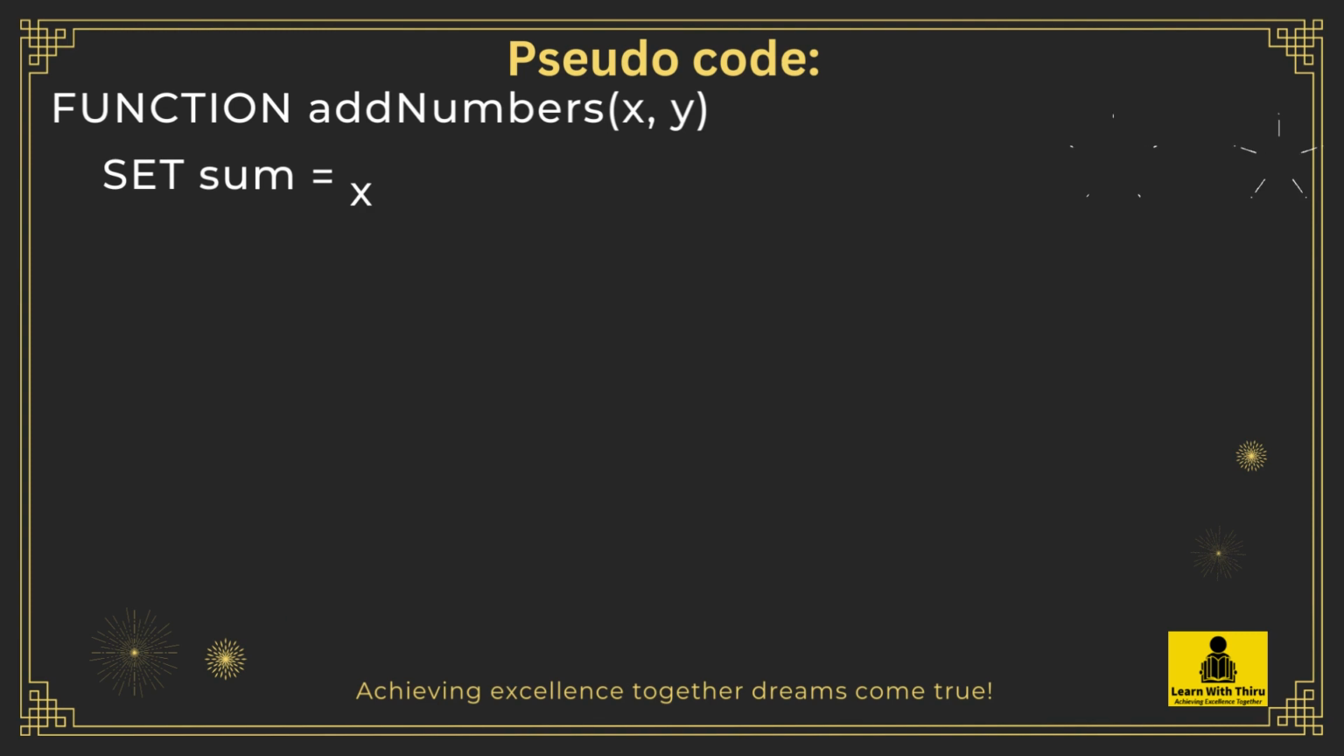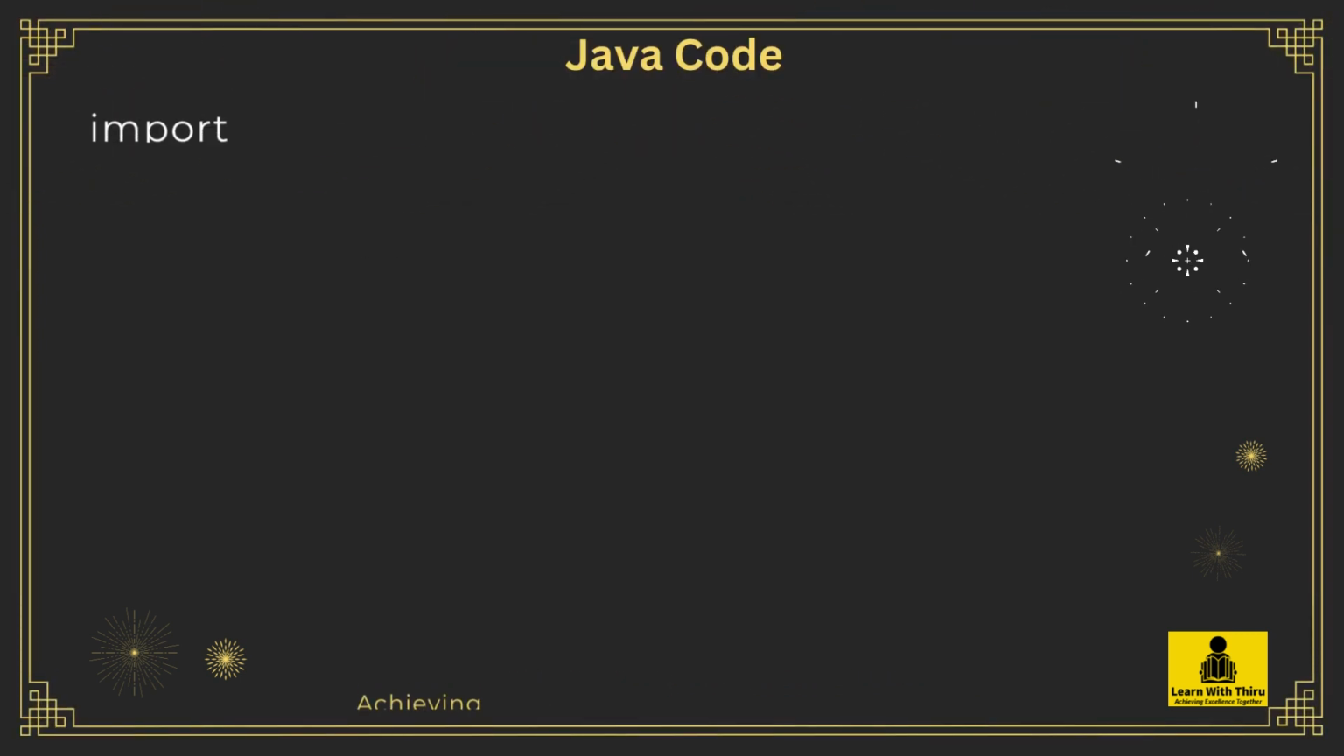End. Function addNumbers(x, y). Set sum equals x plus y. Return sum. End.